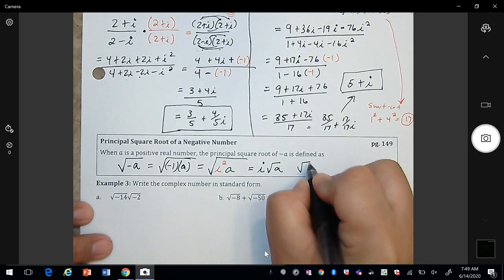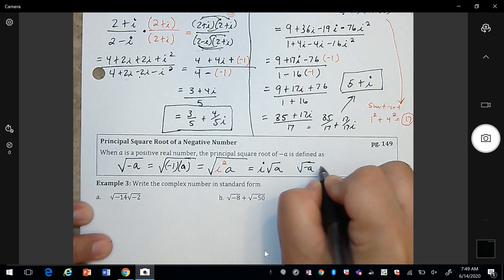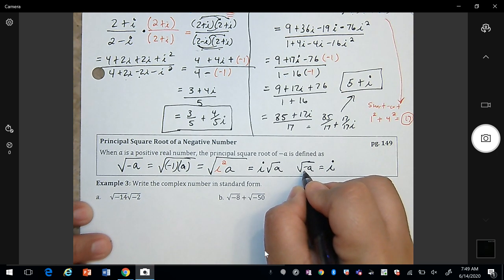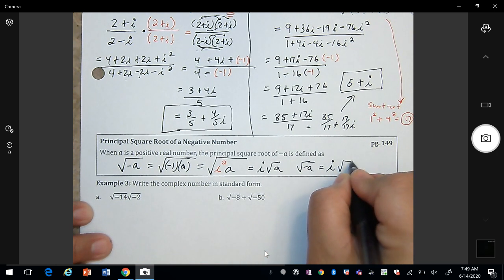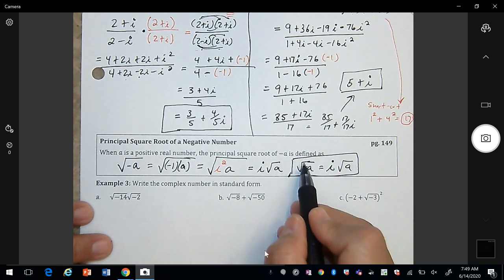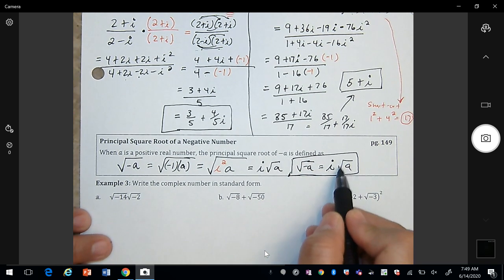So from now on, whenever you see a negative inside of the square root, we can rewrite this and replace this negative with i squared, which comes out as i. And so we get this here. So square root of negative a is the same as i square root of a.